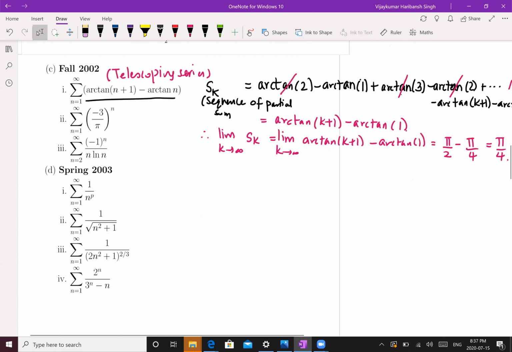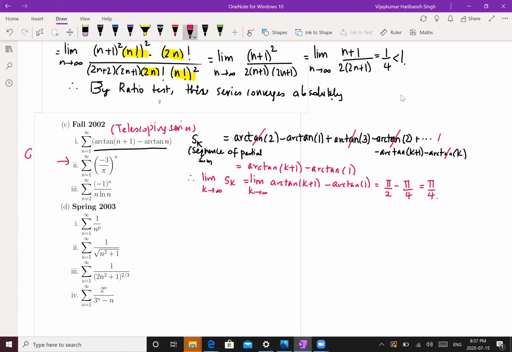All right, let's move ahead now. What about this one? A geometric series. What about it? Here the absolute value of r is 3 over pi, which is less than 1. So it converges.